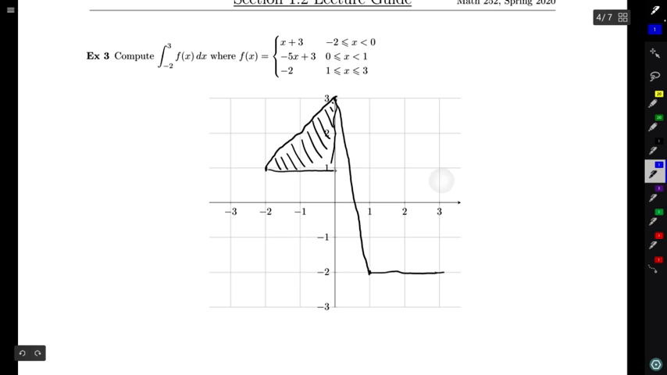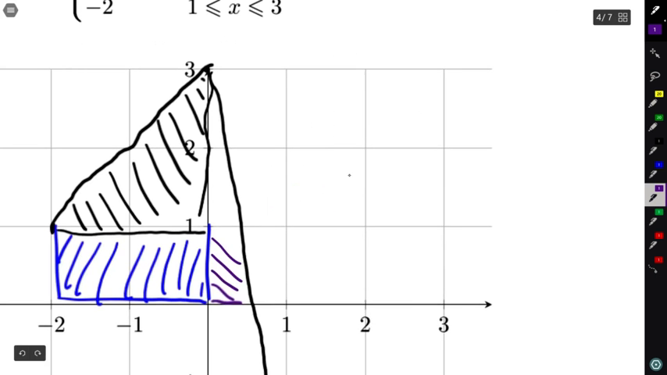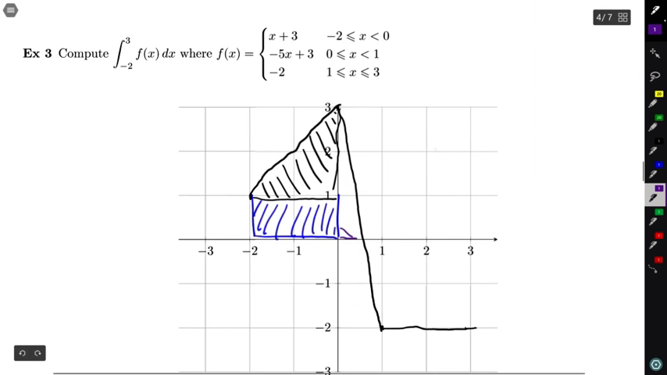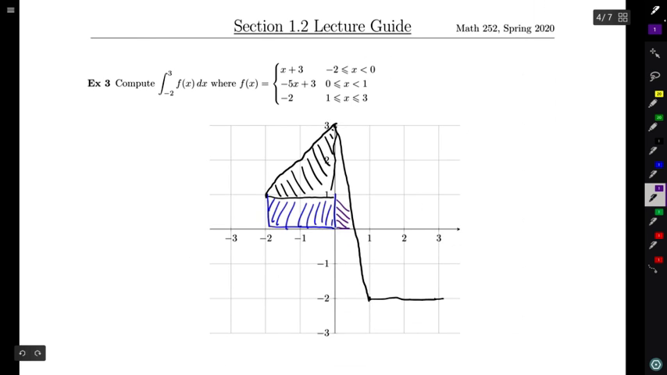We're also going to have this rectangle. We're going to have this triangle. We are going to have this triangle, since we're thinking about area between the curve and the x-axis. And last, we are going to have this rectangle.